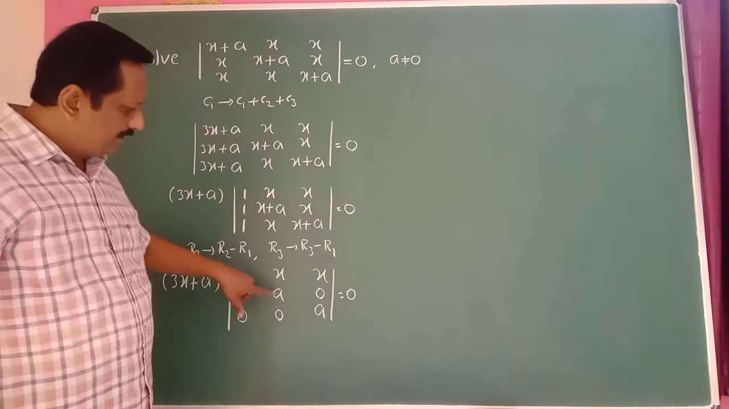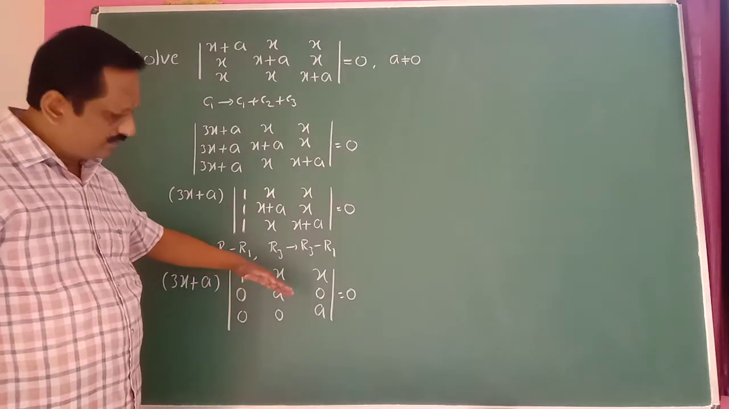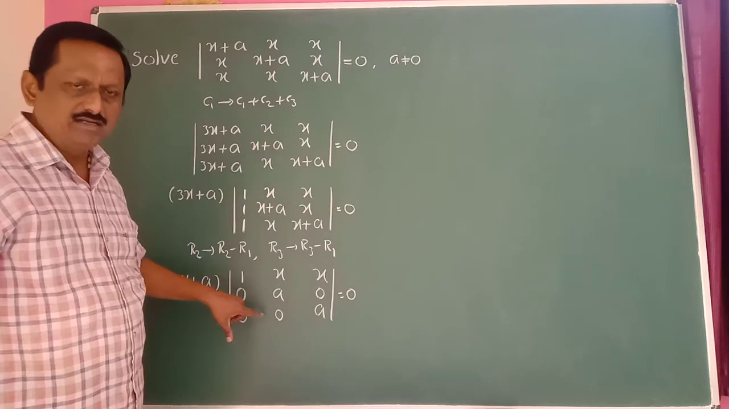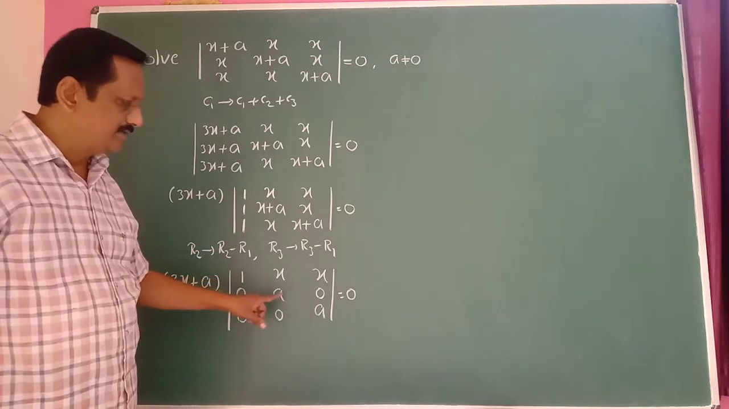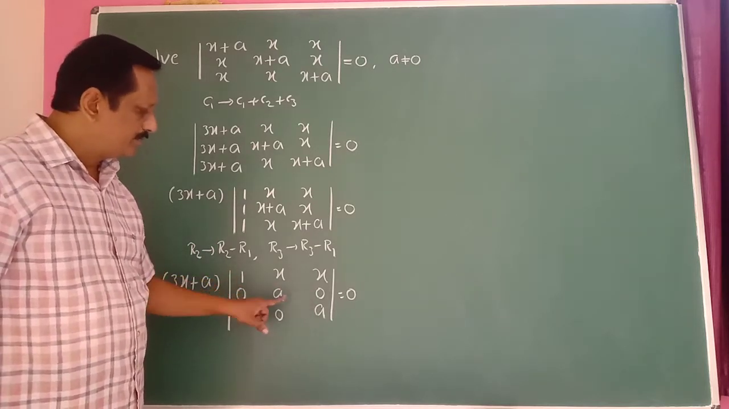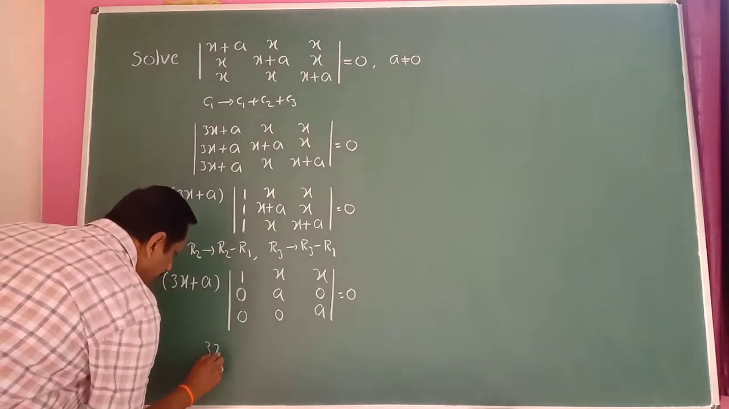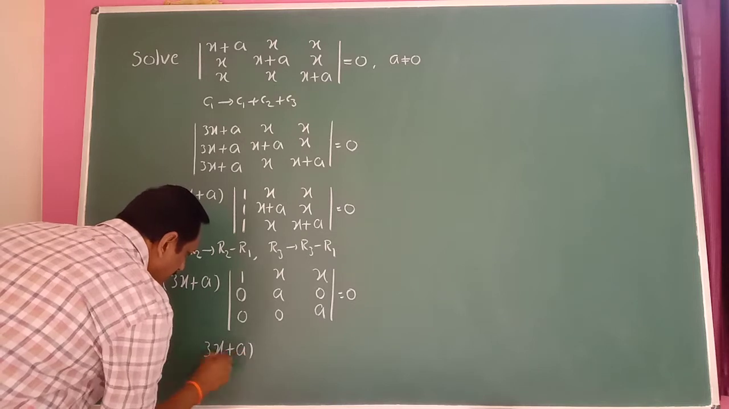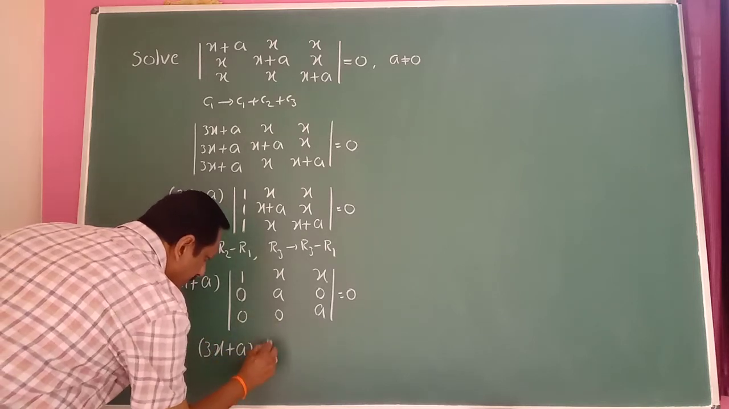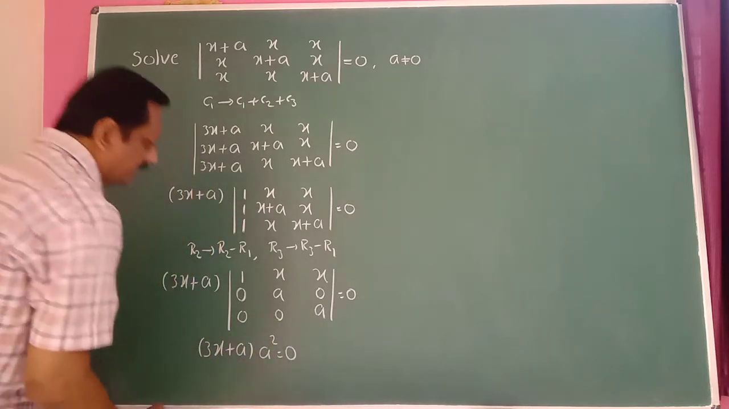Here 1, a and a are the diagonal elements, and on one side the elements are 0. Then directly multiply the diagonal elements. The value of this determinant is the product of the diagonal elements. So 3x plus a into a becomes a squared. That is equal to 0.